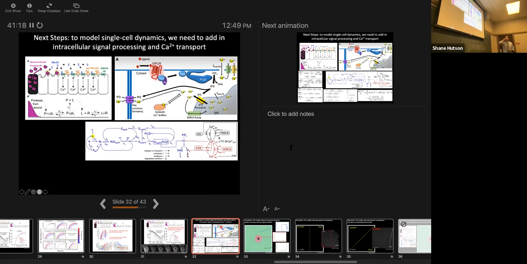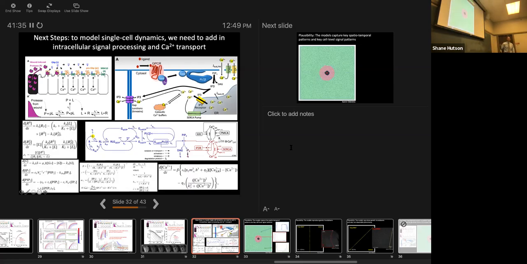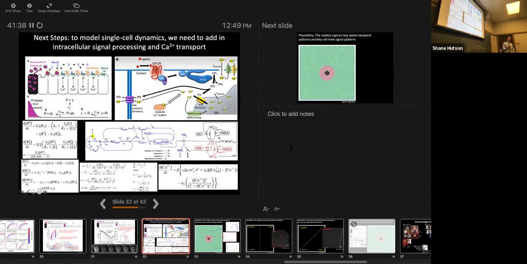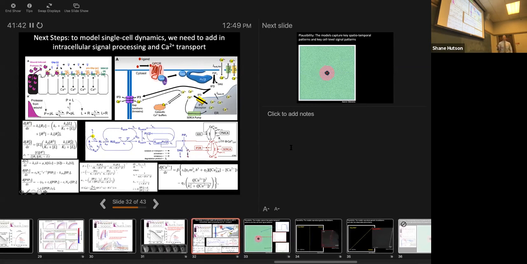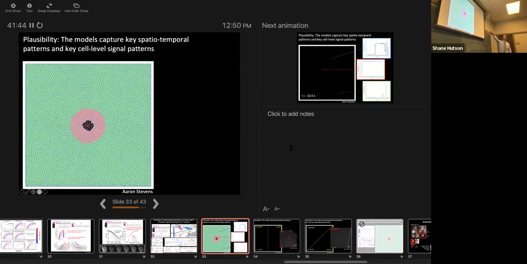Right? And so we can put all of that in. You've seen all these sorts of cartoons in biology papers that describe mechanisms and signaling pathways. But as systems biologists, you also realize that every one of those arrows in one of these cartoons is a differential equation, right?